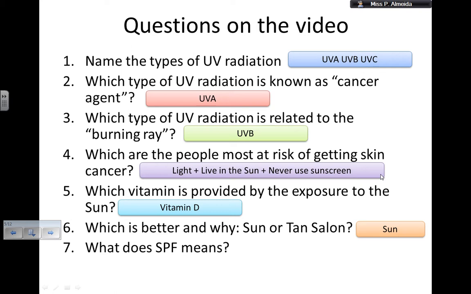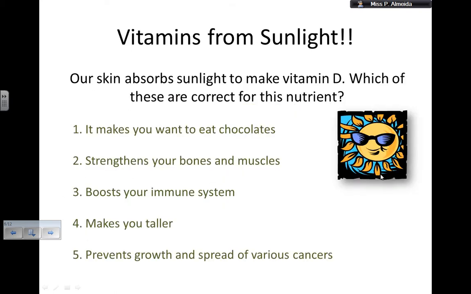And SPF means sun protection factor, is the time that you can be out in the sun and still be protected against sunburns. However, you need to reapply and all that stuff, okay? So the vitamins from sunlight: our skin absorbs sunlight to make vitamin D, which is going to help us for what? So I have here 5 different options. Again, pause the video and try to see which of the options is going to be the right one.